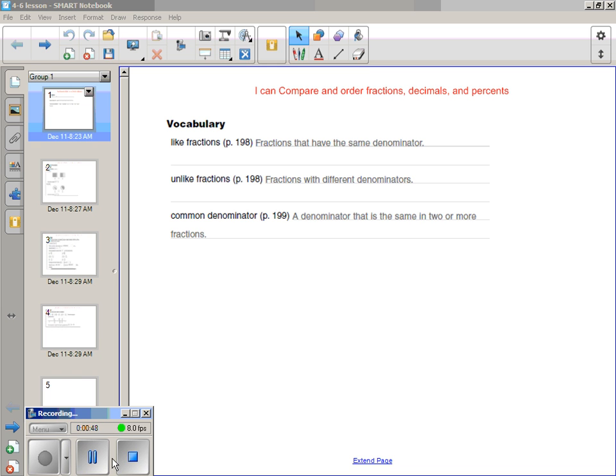Okay? So like fractions are fractions that have the same bottom number. They have a common denominator. Okay? Unlike fractions are fractions that don't have common denominators. And then a common denominator just means that the bottom number is the same.